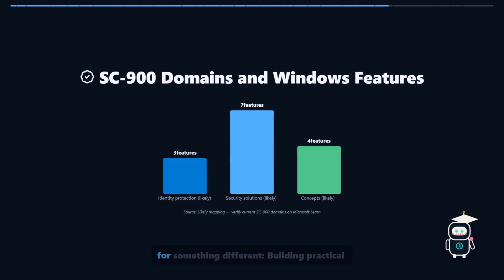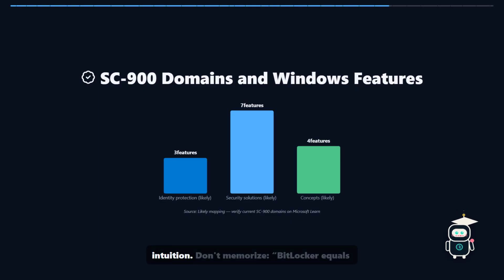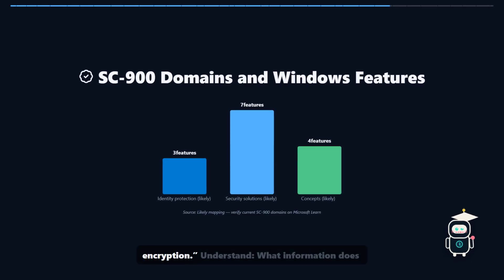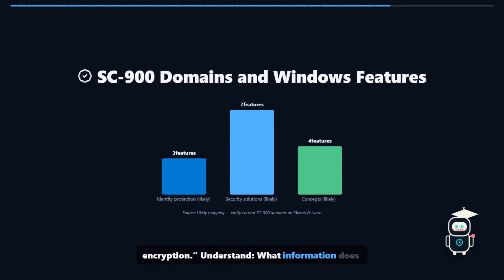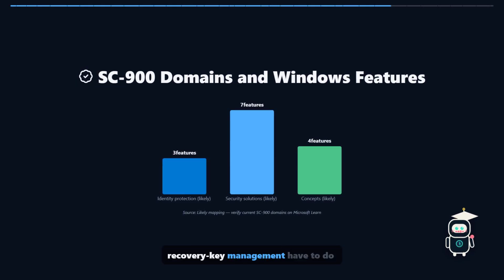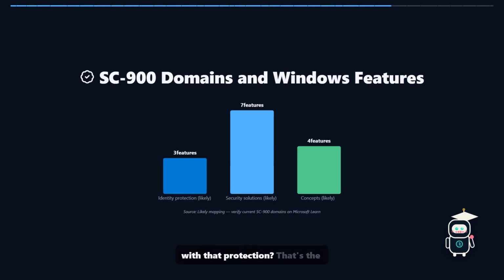Use this video for something different: building practical intuition. Don't memorize "BitLocker equals encryption." Understand: what information does BitLocker protect, against which type of access, and what does recovery key management have to do with that protection? That's the kind of understanding that helps both on an exam and in a real IT job.